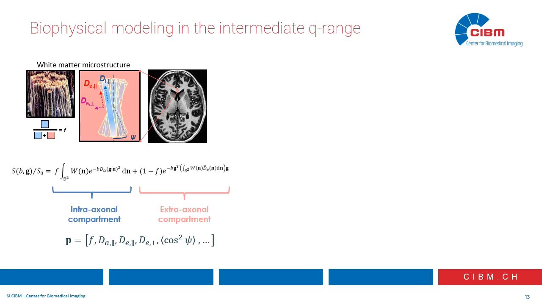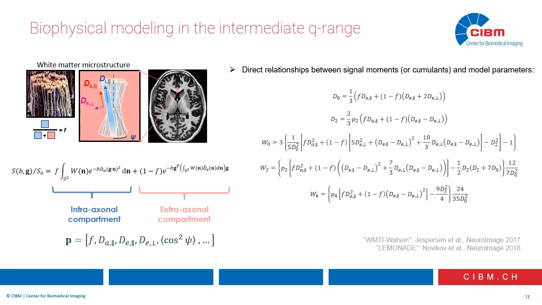So this is the signal equation for this. We have 2 compartments, and these are the parameters to be estimated. But what's interesting in this intermediate Q range is actually that there is a direct relationship between the signal moments, or the cumulants, and these model parameters. So there are really analytical equations relating, for example, the signal moments to these biophysical model parameters. So this means several things that I will detail on the next slide.